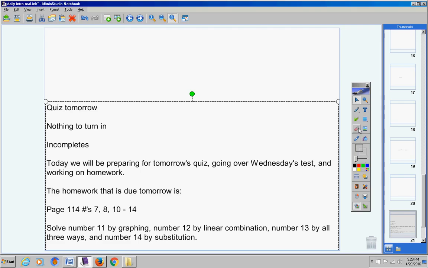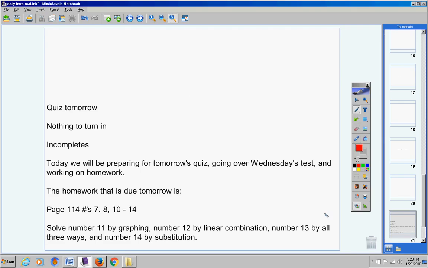Did you get that, Hope? 3 problems. I want you to solve number 13 3 different times, using all 3 methods. You should get the same answer all 3 times, no matter which method you use, but you're going to work out number 13 3 different times, and then work out number 14 by substitution. Please make note of those specifics for your homework.